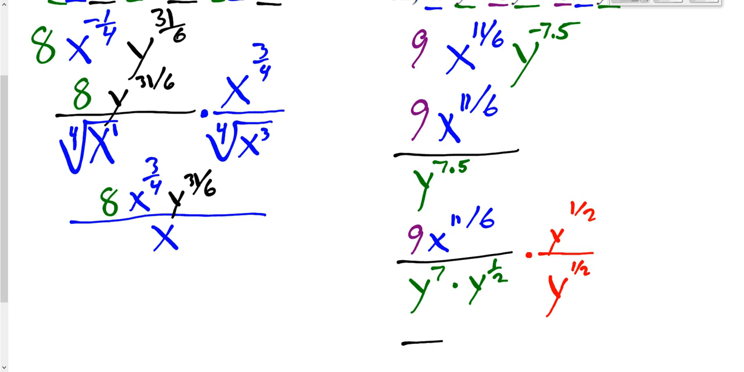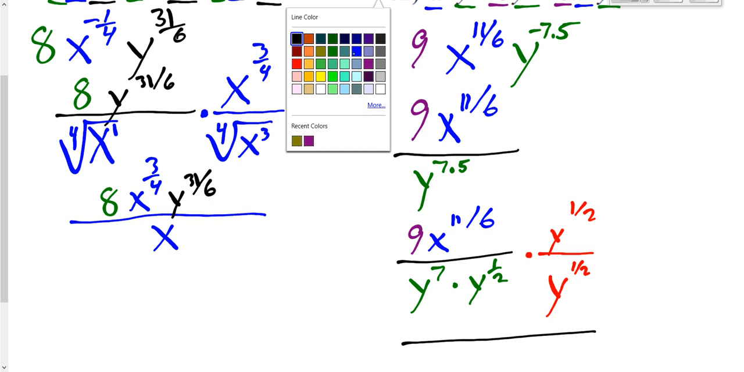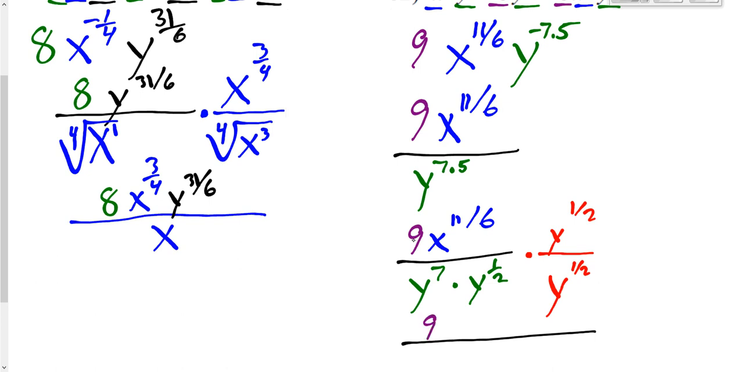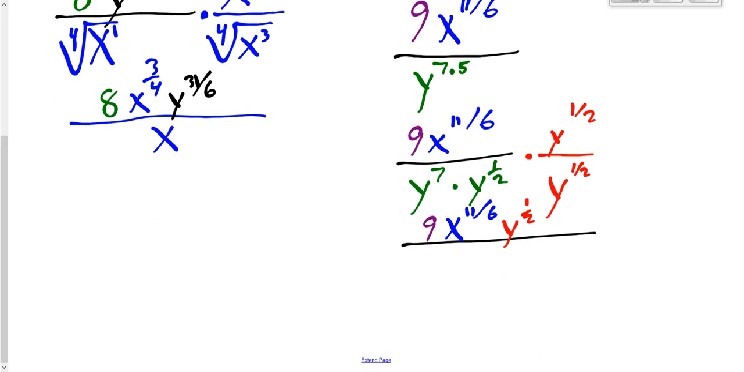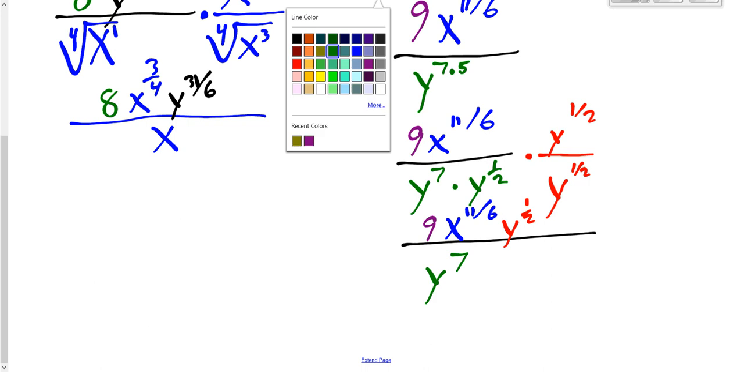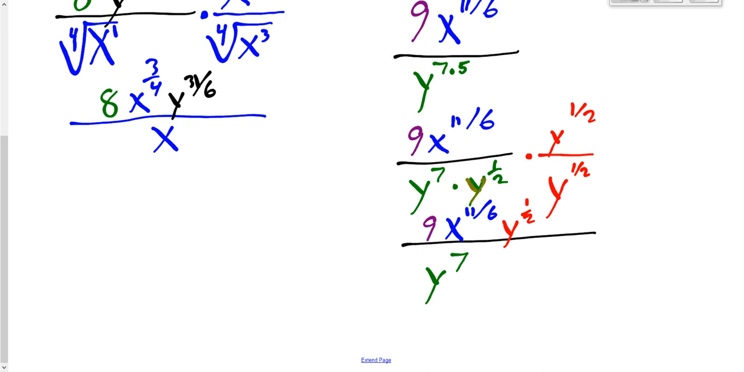So when we rewrite this, we're going to still have our 9 on top, still have our x to that power on top, and our y to the 1/2 on top. When we look at the bottom, we're going to still have that initial y to the 7th, but now when we do this y to the 1/2 and this y to the 1/2, we add our exponents and we get a y to the 2/2, or a y to the 1.